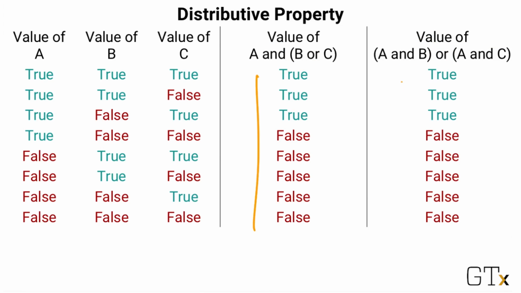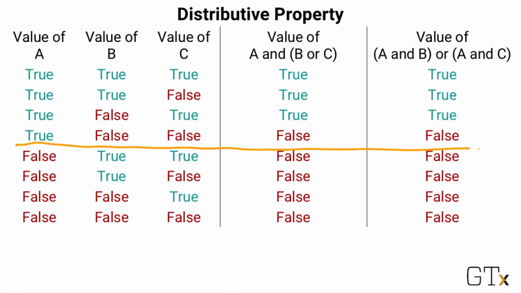So the point of these two tables is to show that these two expressions are the same. We can trace through one real quick just to see how it works. Take row 4, for example, where A is true, B is false, and C is false. For A and (B or C), A is true, but B is false and C is false. Because both B and C are false, it's false that B or C is true, and so it's false that A and (B or C) is true, and so we have a false.